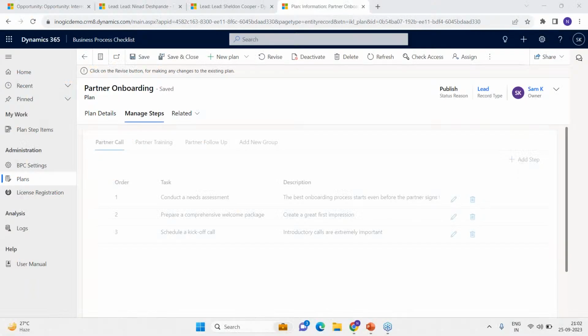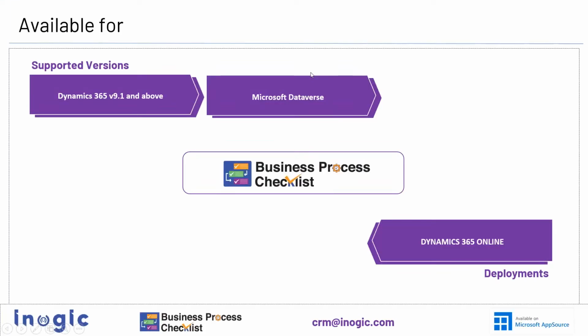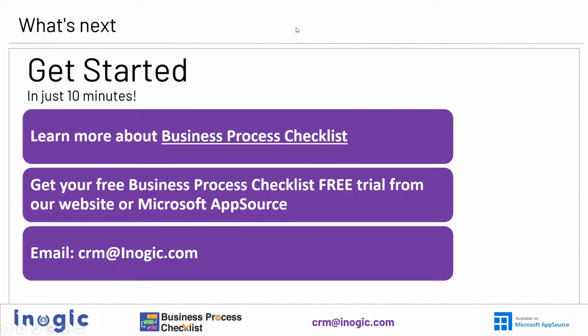So let me just close this up and let me switch back to my presentation. The business process checklist is supported on the Microsoft Dynamics 365 version 9.1 and above, and of course on Microsoft Dataverse. And the deployment model is Dynamics 365 Online. Now, before I open the floor for the Q&A session, let me just walk you through very quickly the frequently asked questions.